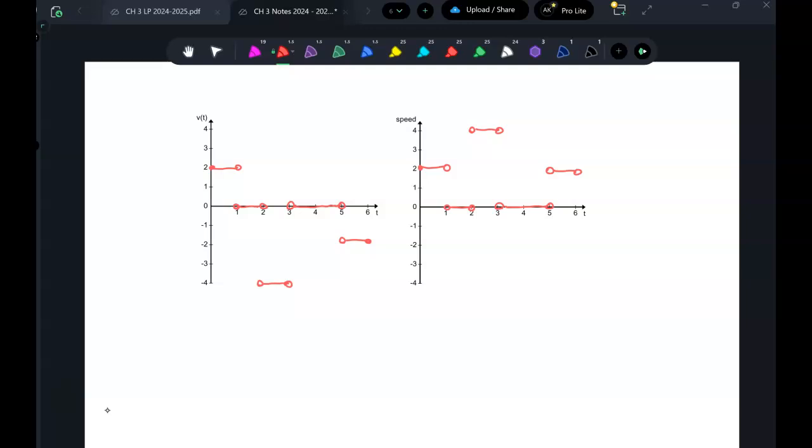If I asked you to graph the acceleration, what are the slopes of all the velocity parts?